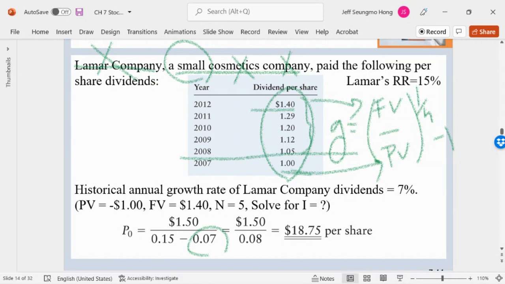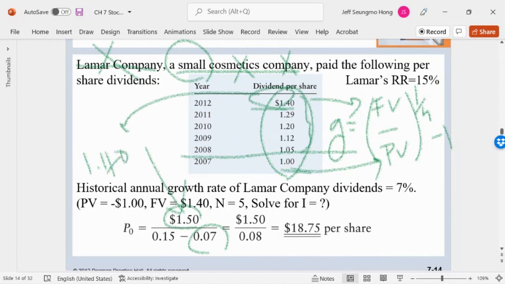And then next year, how do we come to this dividend? This times, right? $1.40 times 1.07. Then we have the dividend at time t plus 1. That way we can arrive at this. Okay, that's how you use the Gordon growth model.